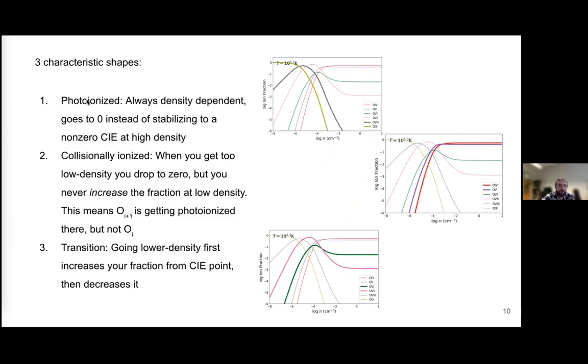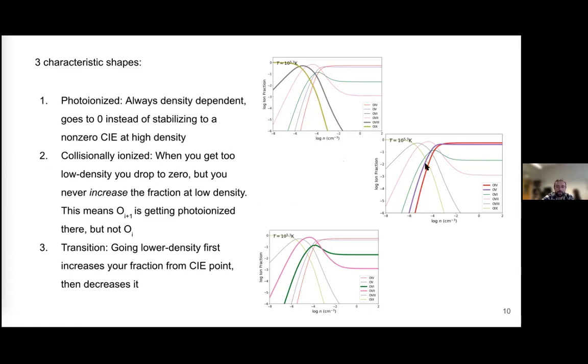The first shape that we can see is what we're going to call photoionized gas. So that's where the gas is always density dependent, and instead of stabilizing to some kind of flat shelf at high density, it just goes to 0. If it basically has no contribution at high density at all, that means you didn't get any of it from collisional ionization. You must get all of it from photoionization. And so at this temperature, the only ones that are photoionized are oxygen 8 and 9.